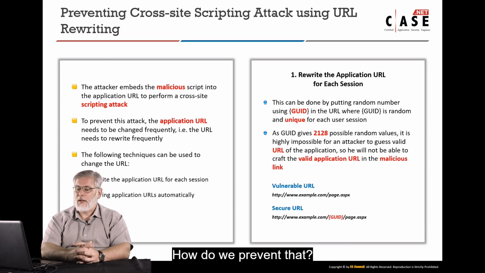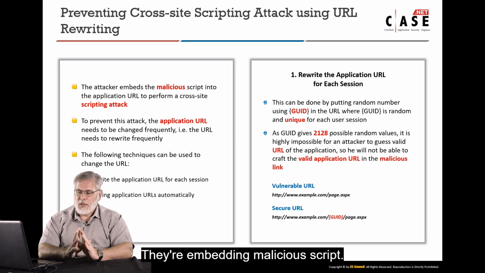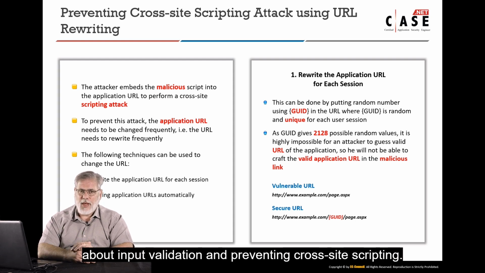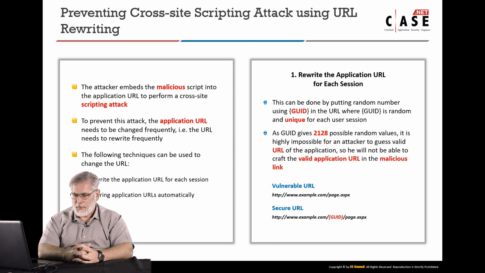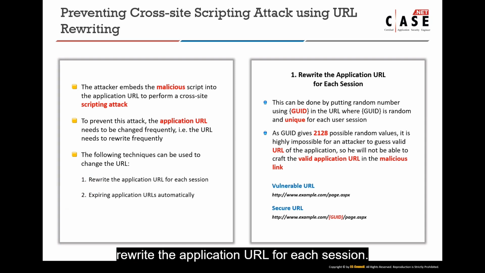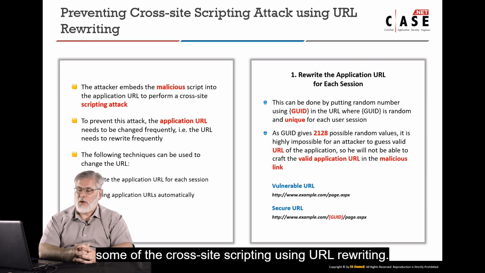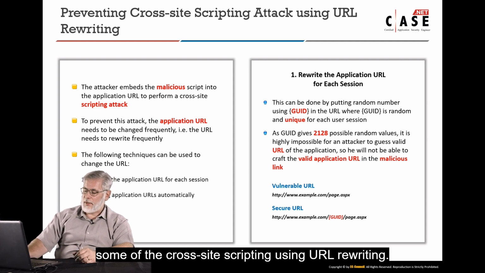How do we prevent that? Well, we know what the attacker's doing. They're embedding malicious script. So we talked in an earlier module about input validation and preventing cross-site scripting. That's a start. We can also make sure we change the URL, rewrite the application URL for each session, expire application URLs automatically. These are things that would prevent some of the cross-site scripting using URL rewriting.